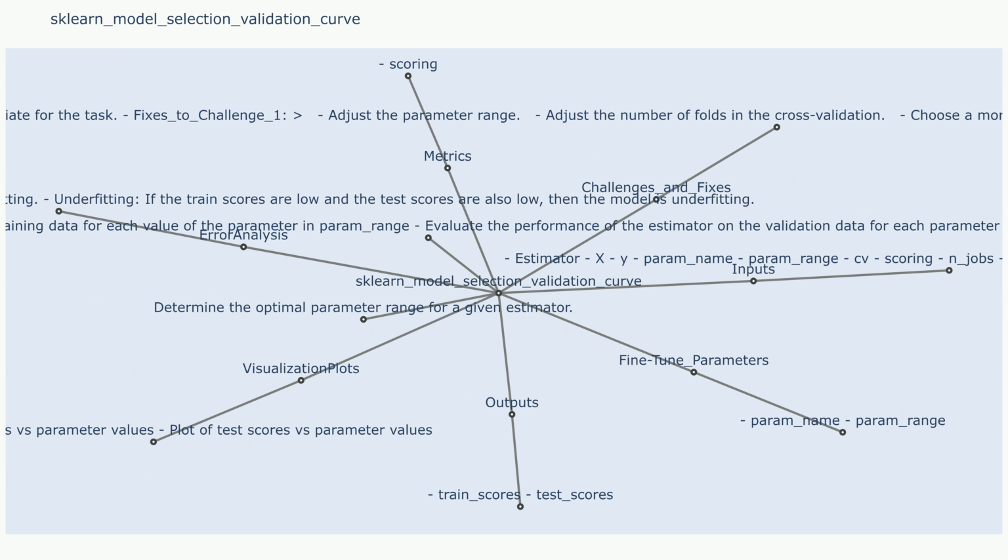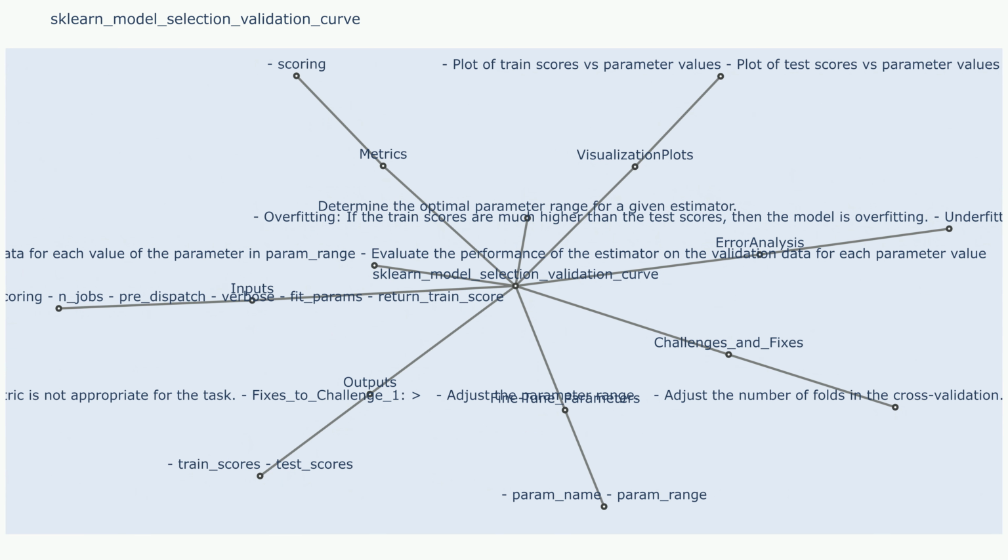Mean squared error: MSE, used for regression tasks, measuring the average squared difference between the predicted and actual values. R squared: another metric for regression tasks, indicating the proportion of variance explained by the model.